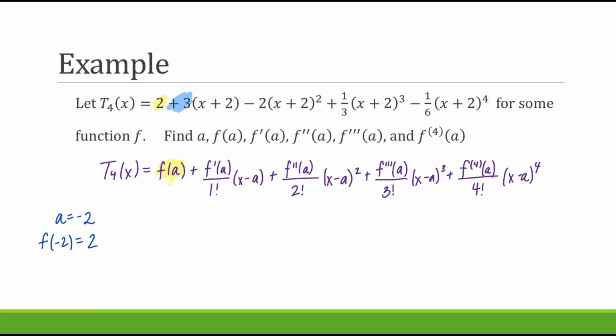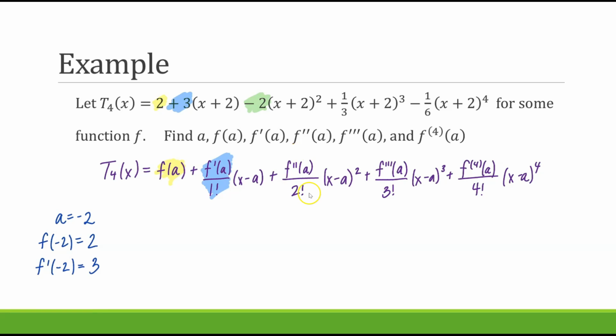Positive 3 has to equal the f prime of a over 1 factorial. Well, 1 factorial is just 1. So it's actually kind of nice also for this piece. F prime of negative 2 is actually just 3. So we don't really have to do too much work for that. We can just visually compare the coefficients there. It doesn't start to get interesting until the next one, where we're going to look at the coefficient in front of x plus 2 squared.